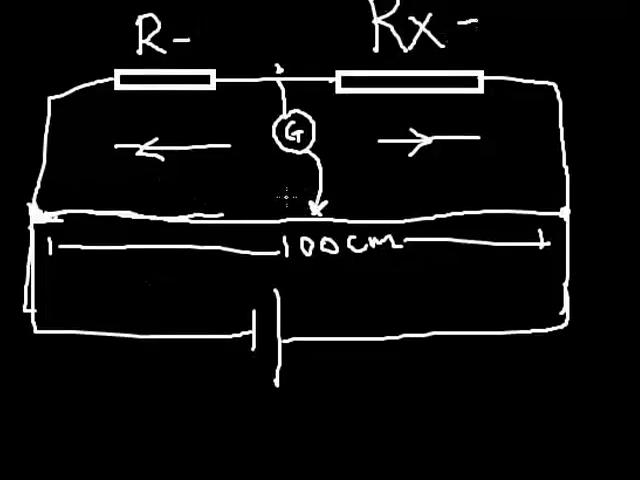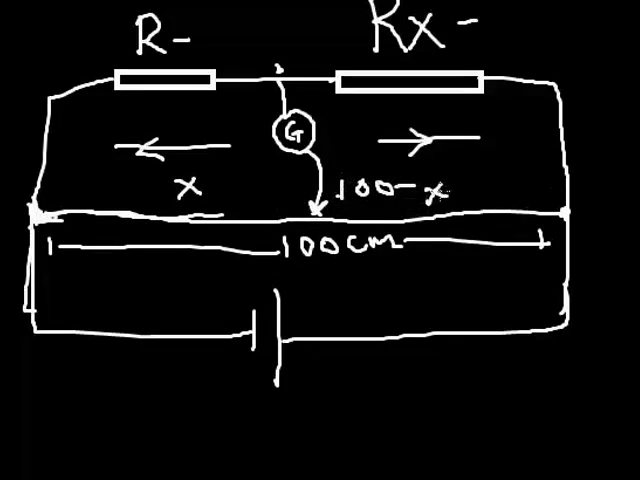So here is the formula. Please take note. Assuming the balance point is at a distance X from here to here, that means what is left from here to here is going to be 100 minus X.